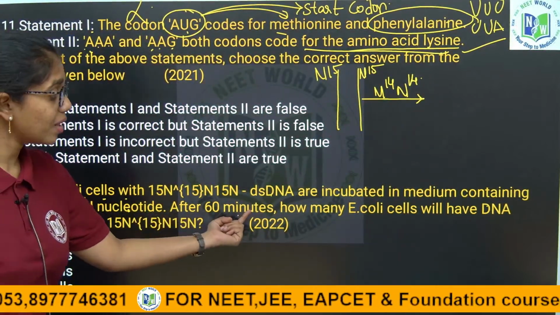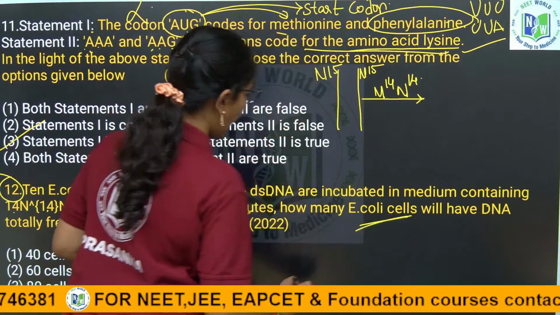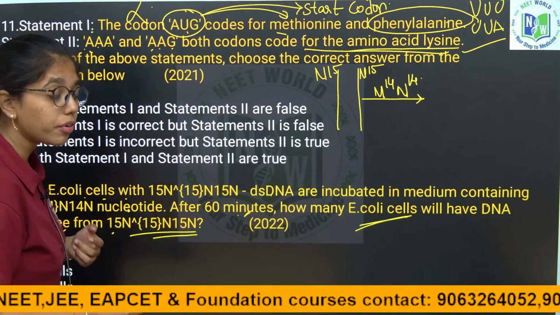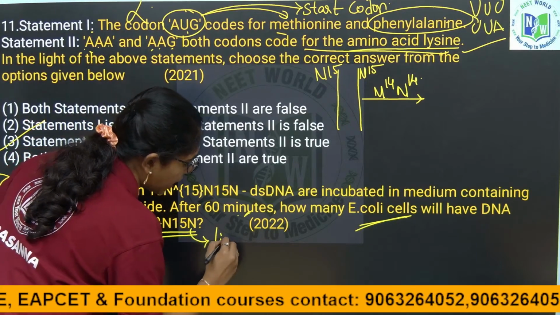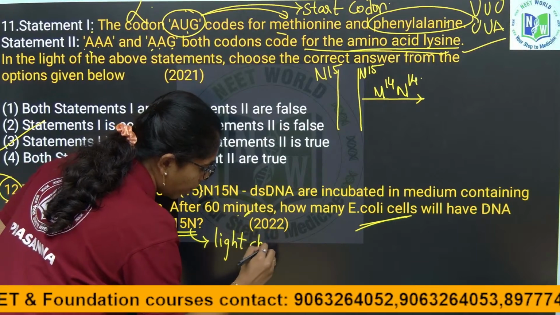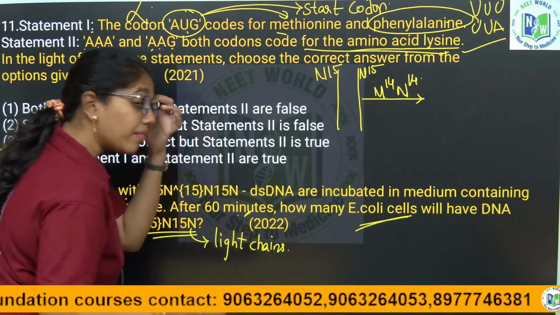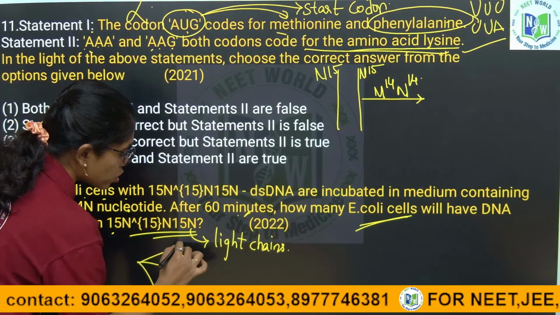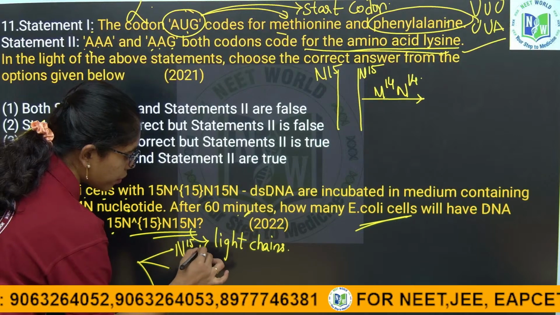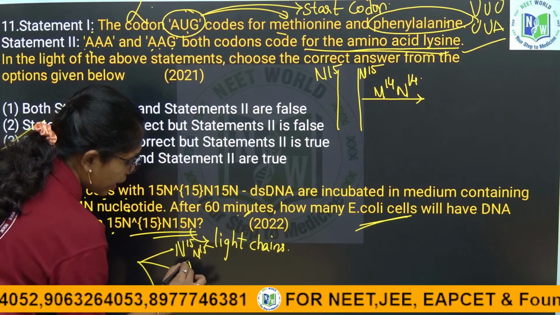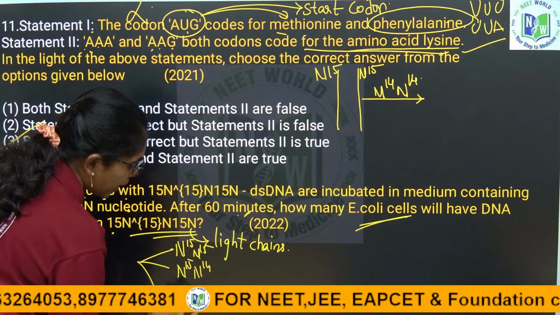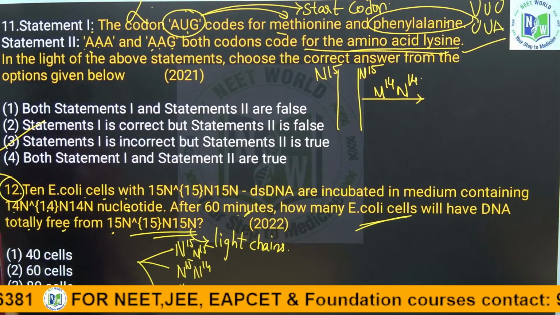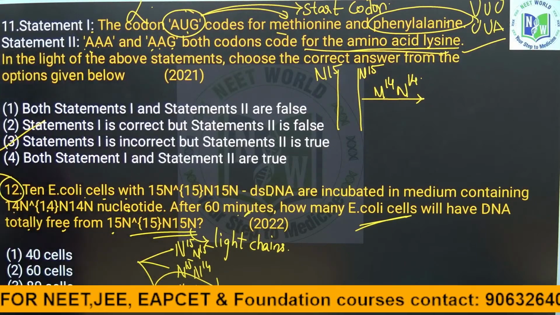nucleotide. After 60 minutes, how many E. coli cells will have DNA totally free from N15? Totally free from N15 means he is asking you about light chains. So, here we have 3 forms of DNA in this experiment. One with only heavy isotope nitrogen N15 N15, this is heavy; N15 N14 is hybrid; only N14 N14 are light chains.